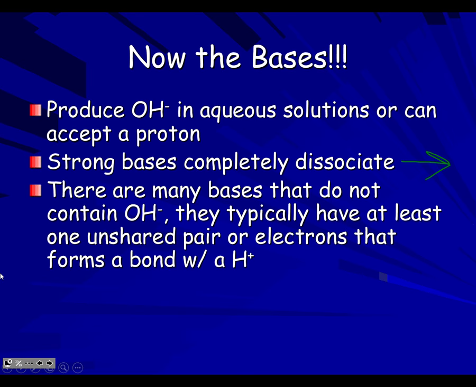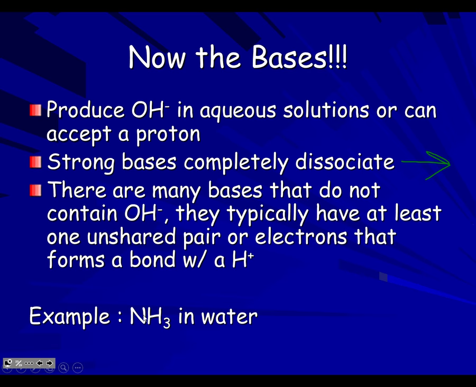Now, this is where we get all of our weak bases, because all of our weak bases come from substances that don't have hydroxide. What they typically do is have at least one unshared pair of electrons, and that unshared pair of electrons joins up with the hydrogen ion. That's how it can accept that hydrogen ion and form a covalent bond. And when that happens, we end up producing hydroxide at the same time. So let me show you an example.